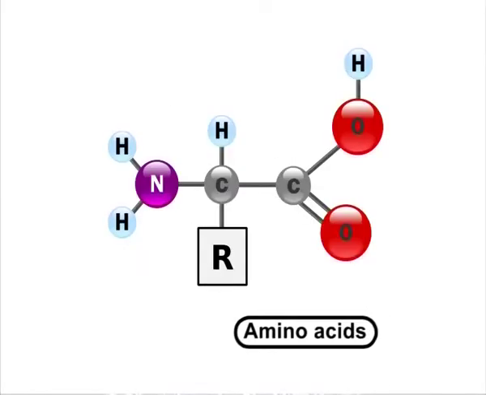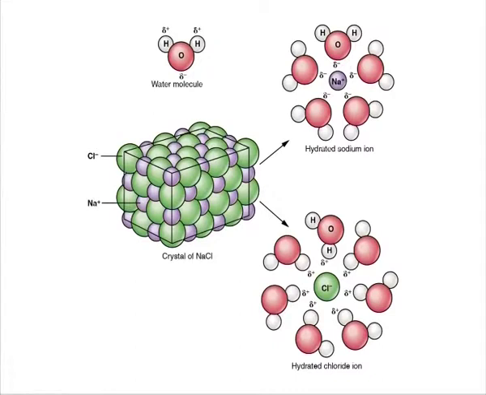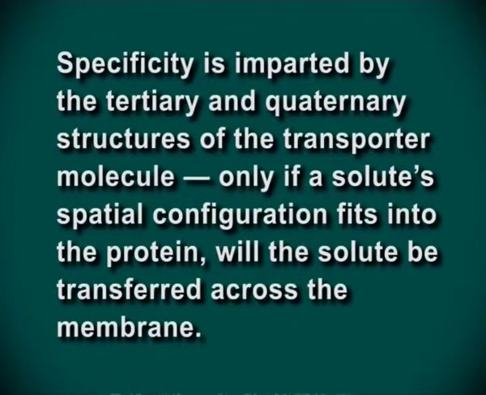Most biologically important water-soluble substances such as glucose, amino acids, water-soluble vitamins and certain inorganic ions are translocated across the plasma membrane by means of protein transporters, which exert their effect through a change in their three-dimensional shape. Specific transporters are responsible for the translocation of a specific molecule or a group of closely related molecules. Specificity is imparted by the tertiary and quaternary structures of the transporter molecule; only if a solute's spatial configuration fits into the protein will the solute be transferred across the membrane.